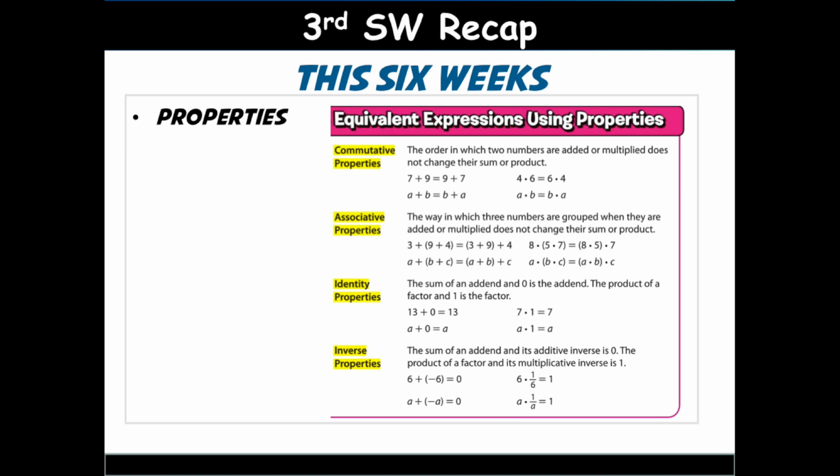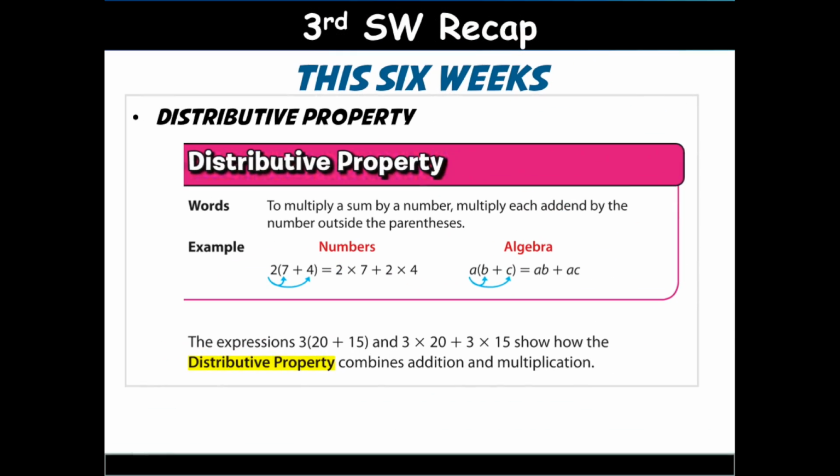With the associative property, what you're doing is you're relocating your parentheses, but still getting the same solution. With the identity property, if you add 0 to anything, you get the same number that you began with, like 13 plus 0, 13. The inverse property pretty much states that if you add or multiply the opposite, you end up getting 0 or 1, depending on what you're doing. That's a quick emphasis on the properties.